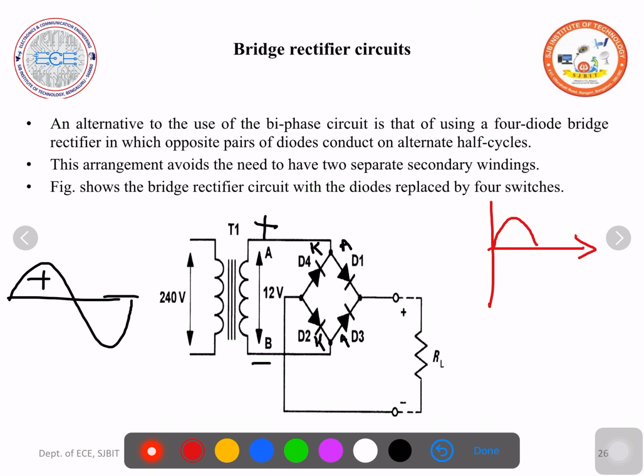So let us say this is the output voltage and this is the input voltage. So this is about the forward pass.